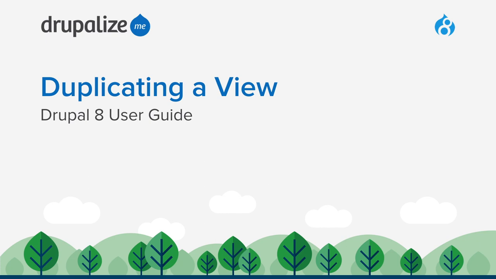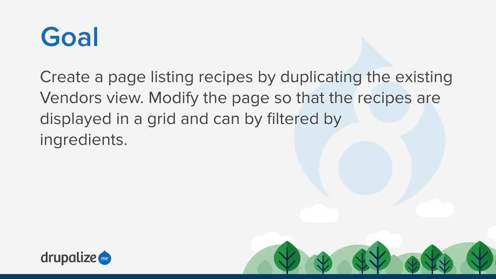This tutorial covers creating a new page by duplicating an existing view. By the end of this tutorial, you'll know how to create a page listing recipes by duplicating the existing vendor's view from our Anytown Farmers Market site. We'll also modify the page so that the recipes are displayed in a grid and can be filtered by ingredients.